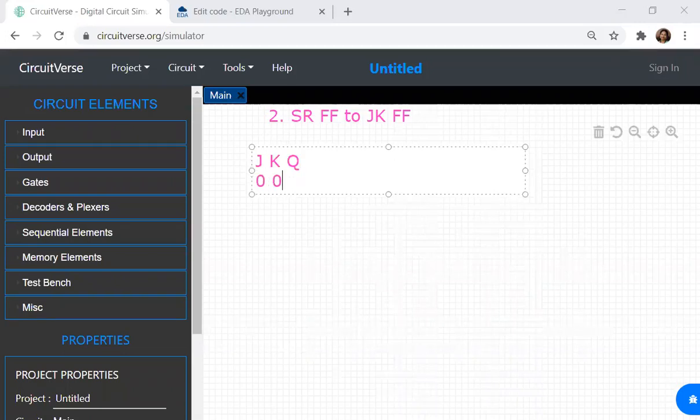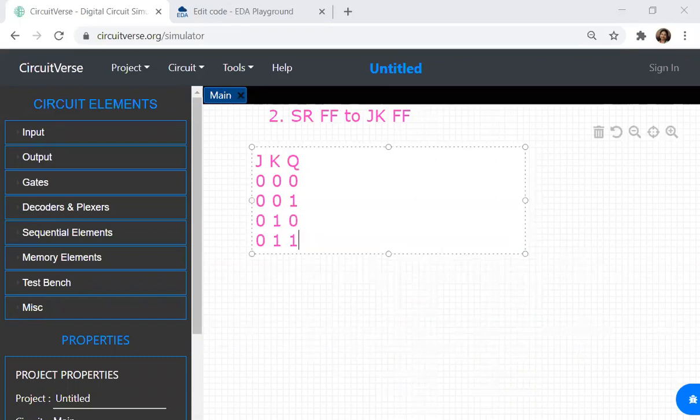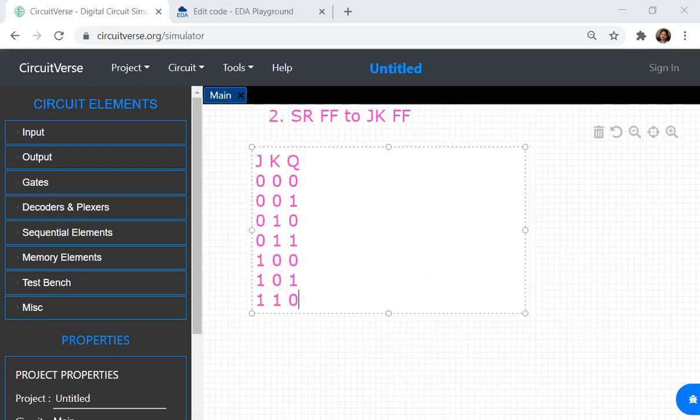How many combinations will we get? 8 combinations: 0 0 0, 0 0 1, 0 1 0, 0 1 1, 1 0 0, and so on. I've got 8 combinations. This is all with respect to the present state. Next, what we have to write is the next state, Q plus.